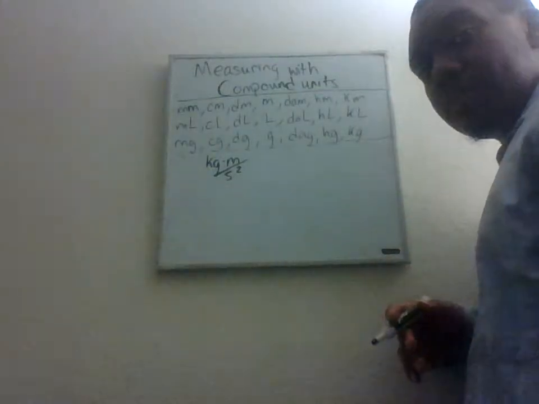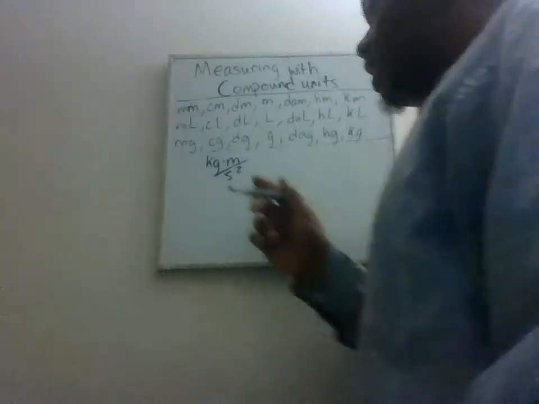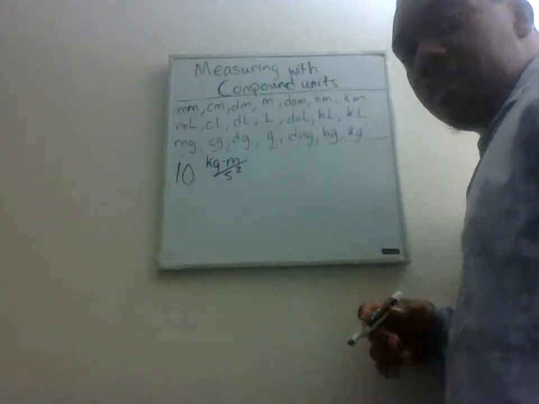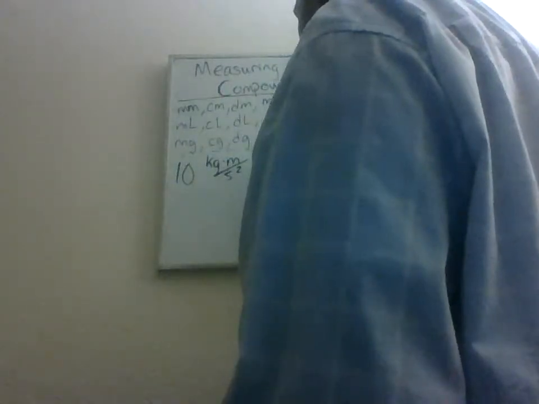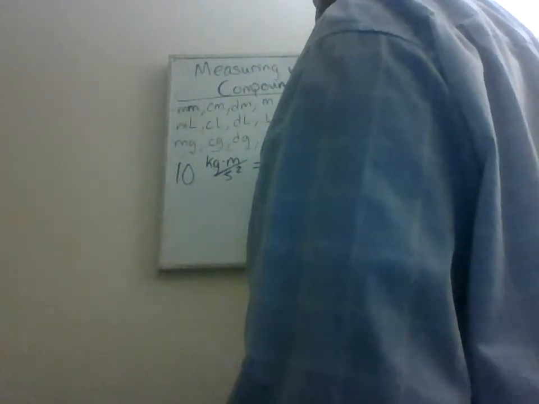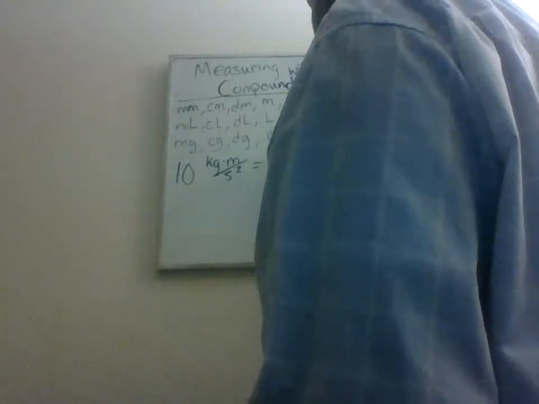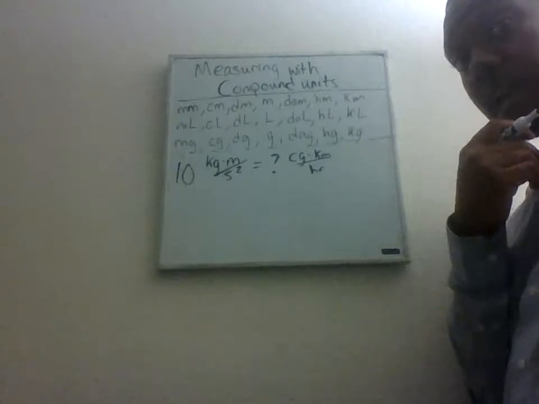And it is going to be kilograms times meters per second squared. Kilograms times meters per second squared. And let's say that I have 10 kilograms times meters per second squared, and I want to know how many centigrams times kilometers per hour squared this is. So that's a lot going on, right?